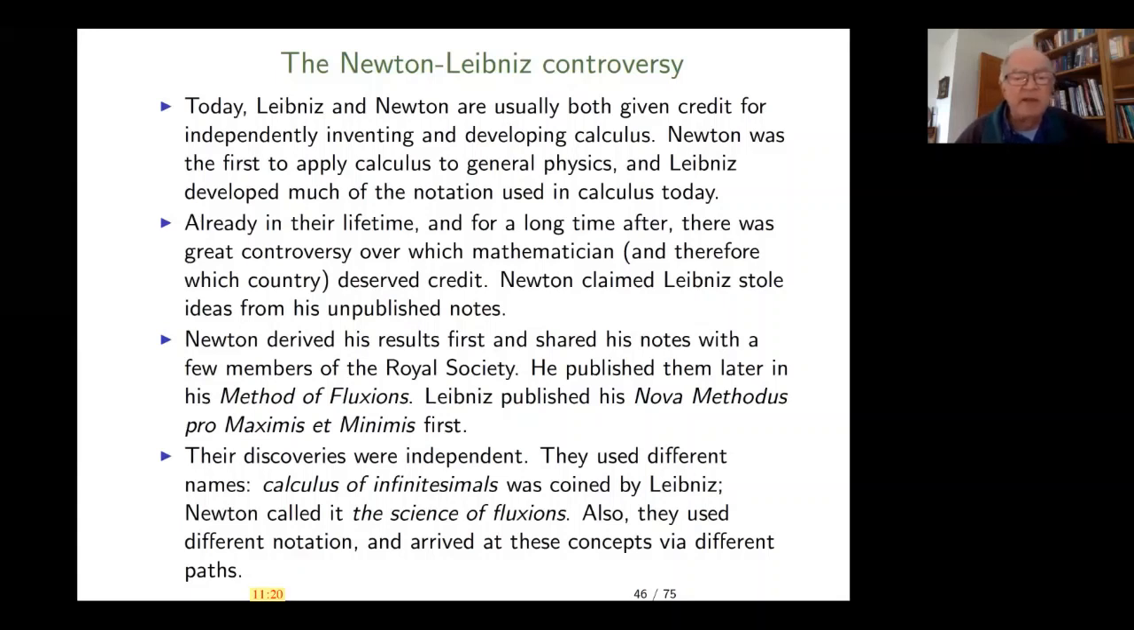So Newton derived his results and shared his notes with some members of the Royal Society. He published them later as a method of fluxion or infinitesimals. Leibniz published his book Nova Methodus pro maximis et minimis before Newton. So in that sense, Leibniz was there first. But their discoveries are independent. So they even use different names and different notations. Newton called these fluxions, and Leibniz called them infinitesimals, differentials.